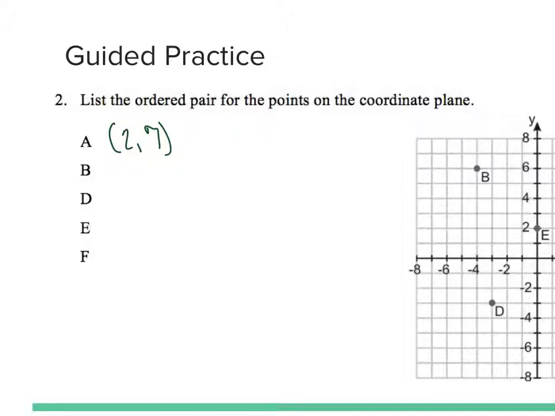All right, B, if we look, it's 1, 2, 3, 4 to the left. That's my x, -4, and it's up 6. So my ordered pair is -4, that's my x, and 6 is my y. All right, you try the rest and see what you can do.